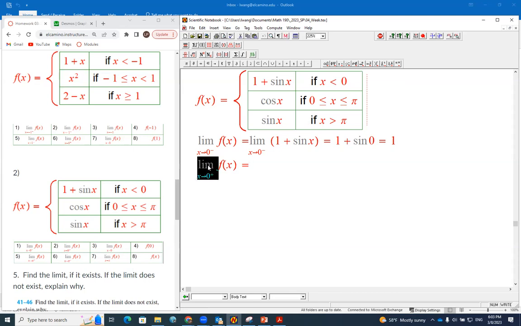Okay, so for x approaching 0 from larger than 0, which rule do we apply? We apply the rule in the middle. So cosine x, right? And then direct substitution again, cosine 0 equals 1. And there we go. The third question is asking about the limit of the function when x is approaching 0, right?